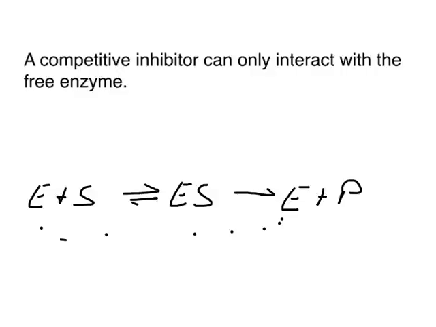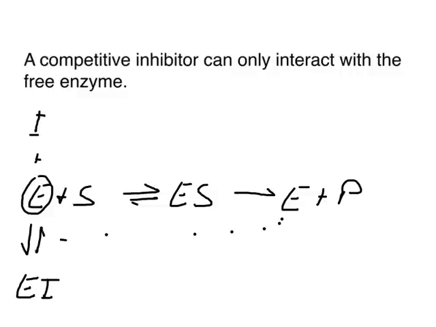Now, a competitive inhibitor can only interact with the free enzyme, with this guy here. So we can write inhibitor plus enzyme, and this is a reversible reaction. Mainly reversible reactions are interesting. Irreversible inhibitors also can be of high interest, but we are not going to discuss that here. So what happens if the enzyme and the inhibitor interact with each other? Well, they form an enzyme inhibitor complex, but this enzyme inhibitor complex can't do anything with the substrate.